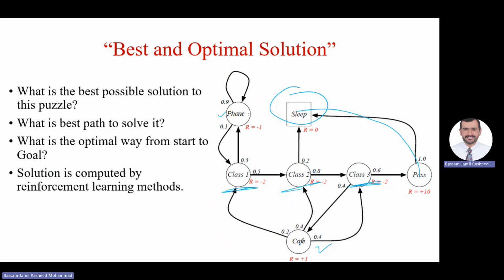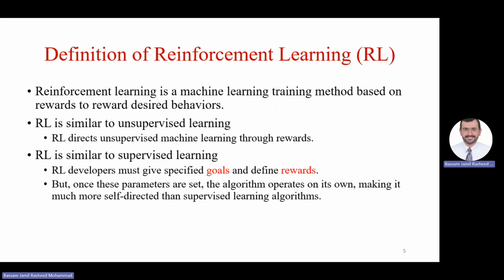Based on these distractions, I built this process where I describe states and probabilities, the ones in black, and rewards, the ones in red. We want to find the solution that rewards us the most. This is what reinforcement learning methods do. They provide me with the solution that rewards me the most, and hopefully this is the optimum solution.